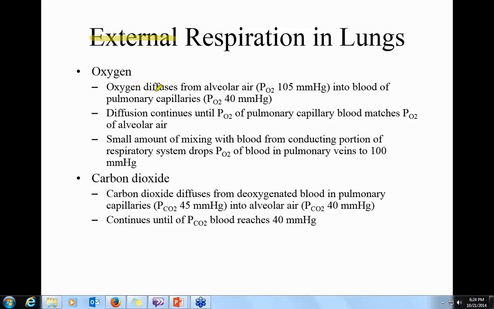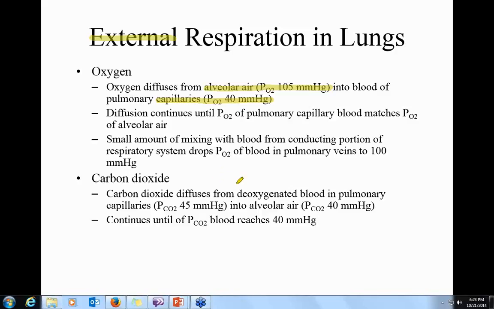And oxygen is going to diffuse from the alveoli, where the air pressure is high, into the capillary, where the pressure is lower. Okay, and again, a diffusion will occur till you reach some type of equilibrium.